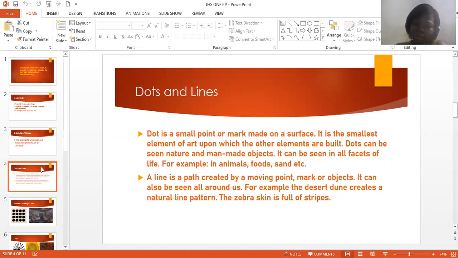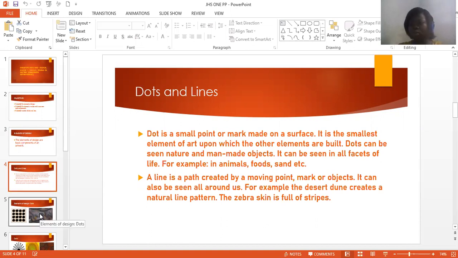Dots can be seen in nature and in man-made objects. They can be seen in all facets of life, for example, in animals, food, sun, etc. Then what is line? Line is a path created by a moving point, mark, or object. It can also be seen all around us. For example, the desert dune creates a natural line pattern. The zebra skin is full of stripes. And you can list a whole lot of natural things that you see line from.